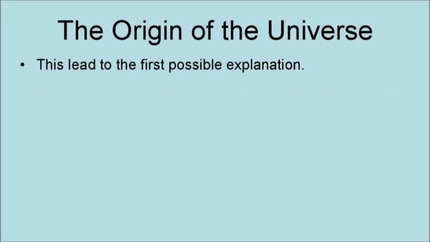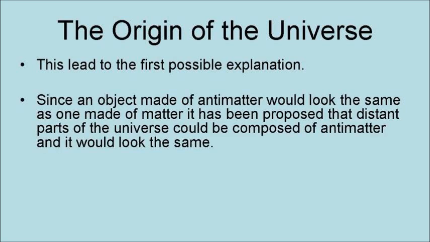In particle physics, production from vacuum energy of a particle of matter also produces the equivalent particle of antimatter. This is what would have occurred in the Big Bang, since all that would have existed is vacuum energy. This leads to the first possible explanation. Since an object made of antimatter would look the same as one made of matter, it has been proposed that distant parts of the universe could be composed of antimatter, and it would look the same.